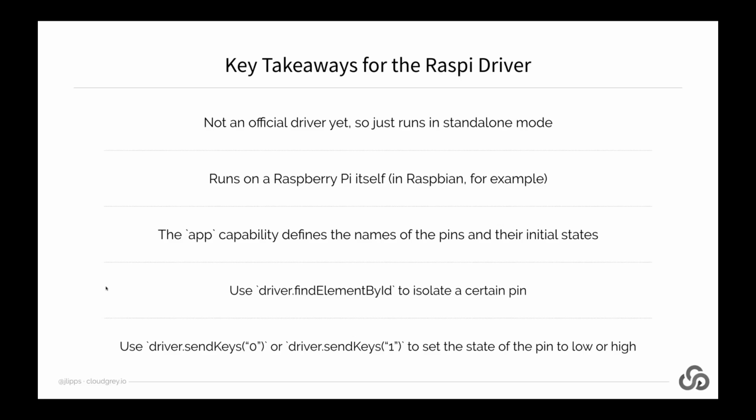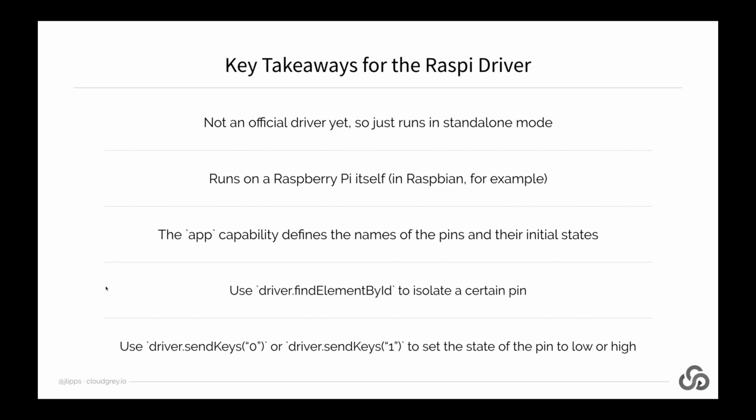Key things to understand for this Raspberry Pi driver is it's not an official driver yet. It basically runs in standalone mode. It runs on the Raspberry Pi itself. So you actually have to install an operating system on the Raspberry Pi and clone and build this driver in Node.js. You have to have Node.js installed as well.